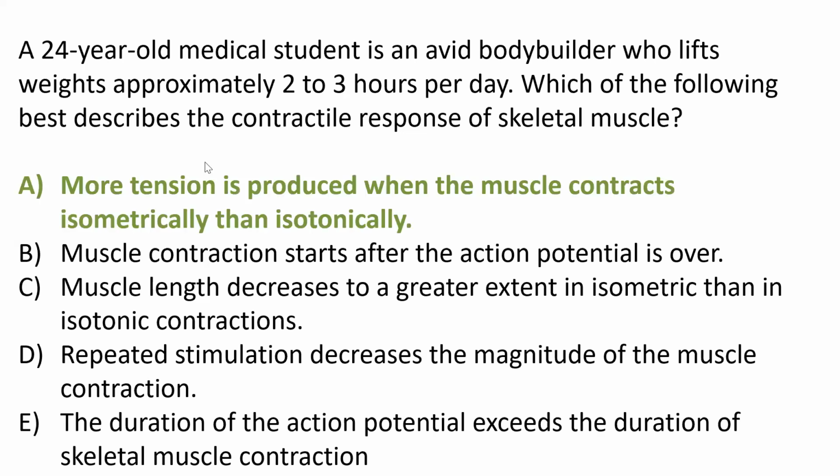Okay, so this is the answer. More tension is produced when the muscle contracts isometrically than isotonically. Let's go through this question bit by bit and rule out the other responses. So more tension is produced. Why? Because in isometric contractions, you have increased tension, but you are not changing the length.